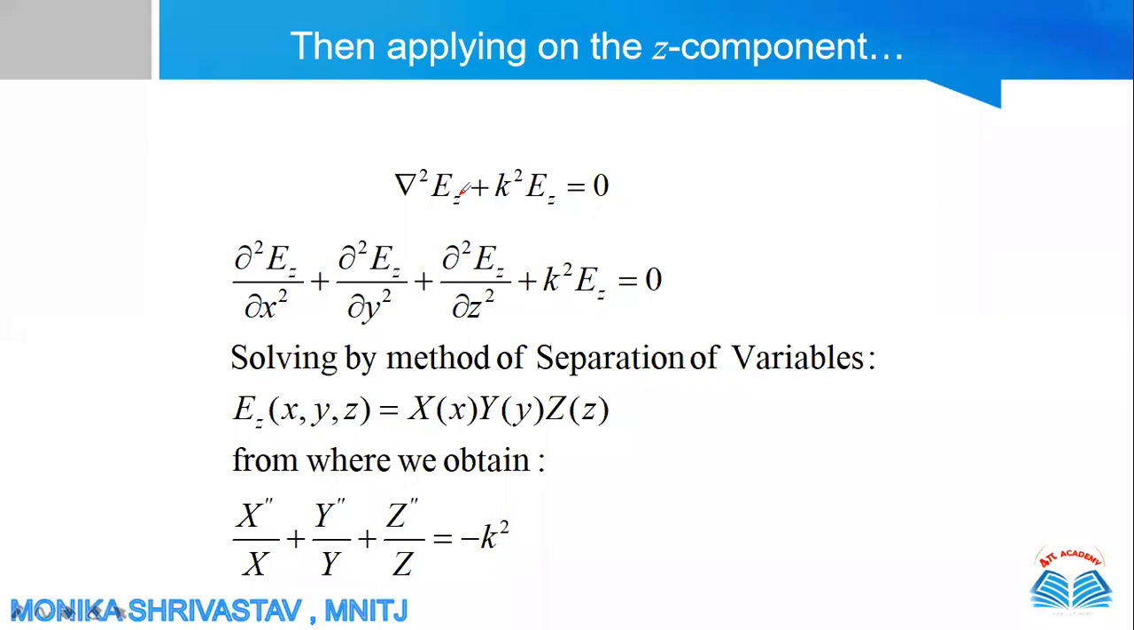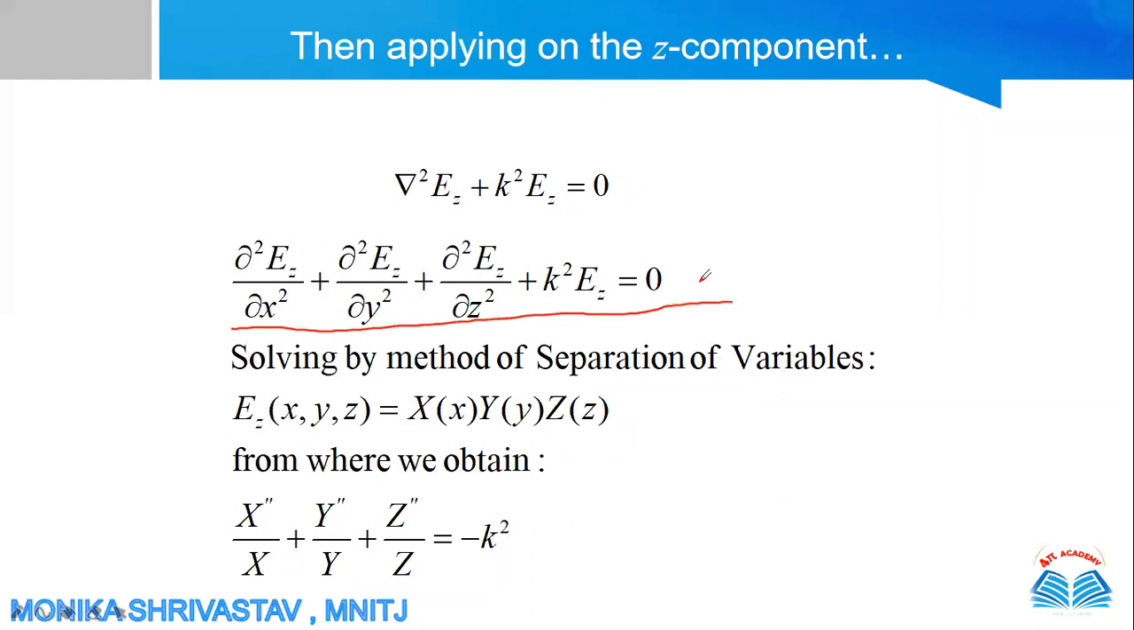So del square can be written as del 2 over del x square plus del 2 over del y square plus del 2 over del z square. You know this thing. So we are just opening this one.